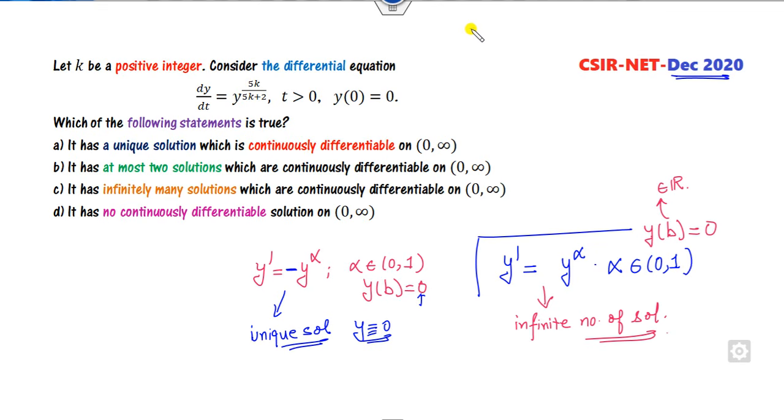Now you have to see that 5k over 5k plus 2 is always less than 1. And the coefficient is positive, so it has infinite number of solutions. That is the right answer of this problem.